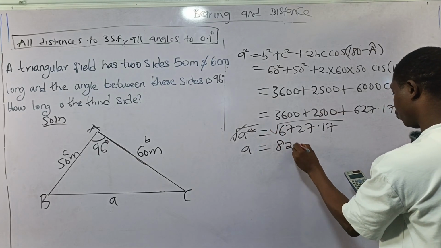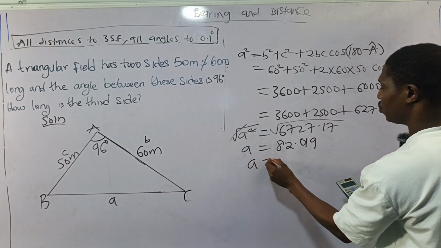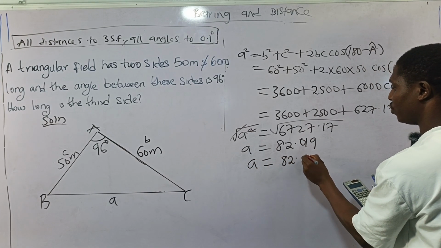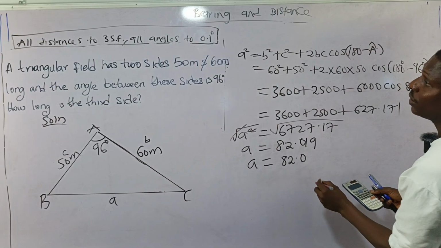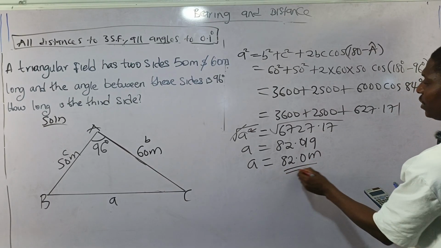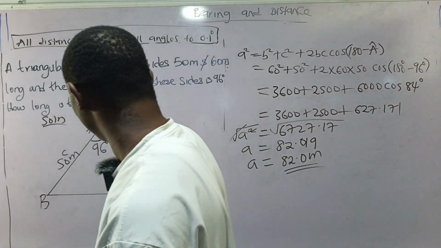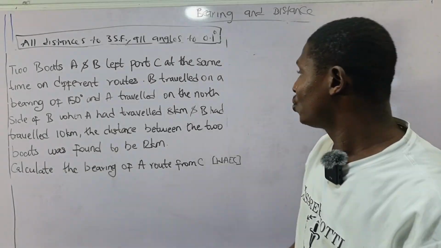This will give me 82.019. So I have A equal to 82.0 meters, to 3 significant figures. So this is the answer to this question. So we have a question.